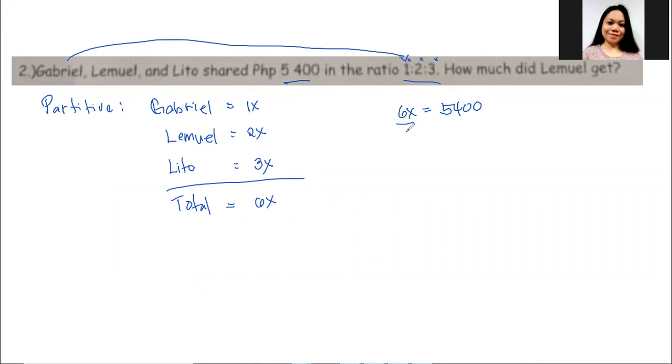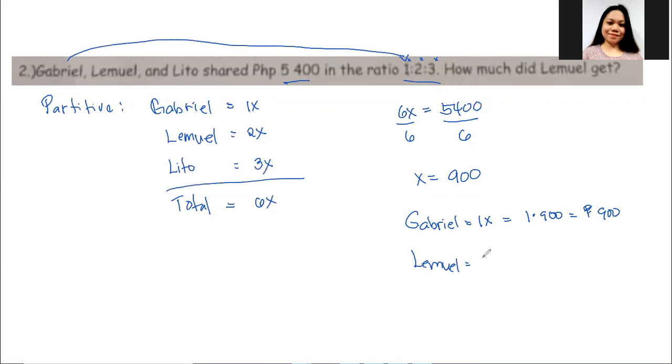Therefore we will divide this by 6, and your X is equal to 900. So this 900 is 900 pesos, that's one part. So what does that mean? How do we solve for this? Well, Gabrielle has 1X. So that means 1 times 900, which is equal to 900 pesos. That's what Gabrielle has.